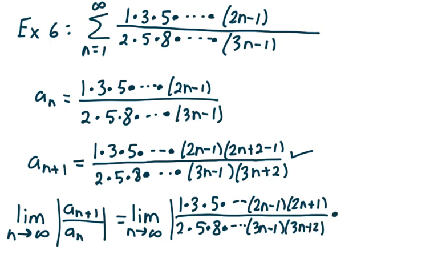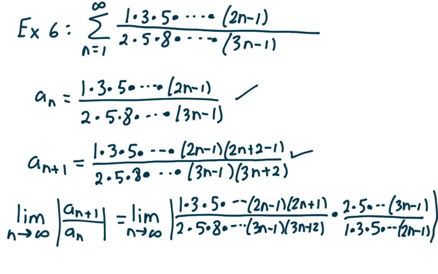And then what I'm going to do is take the reciprocal of that guy. So in other words, I'm going to go 2 times 5 times ... (3n minus 1). That's on top. On the bottom, I get 1 times 3 times 5 times ... (2n minus 1), like so.